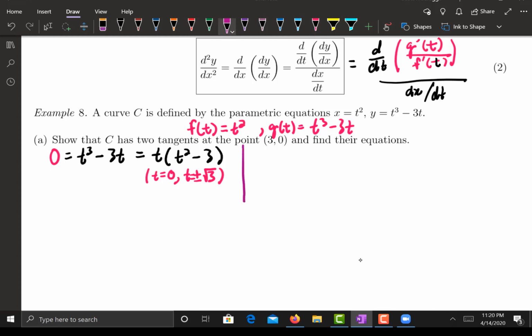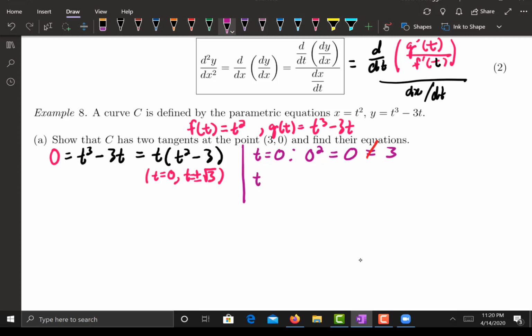But what I need to now check for is if I plug those three values in for t in f of t, do I get the x value for 3? So let's check that out. If I plug in 0 into f of t, I'll get that my x value will be 0, but I want to pass through the point x value 3, y value 0, and 0 is definitely not equal to 3.